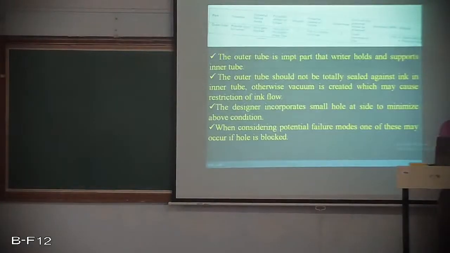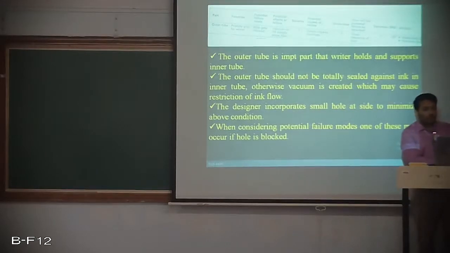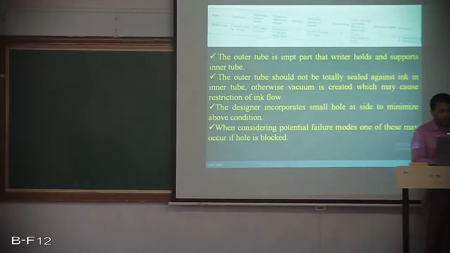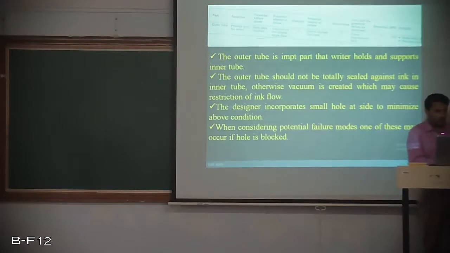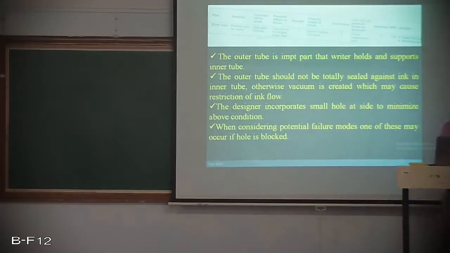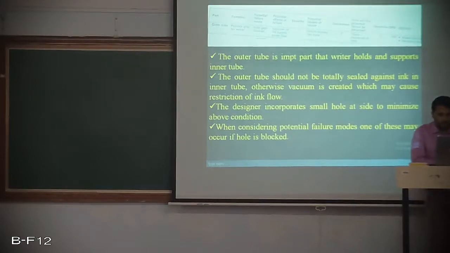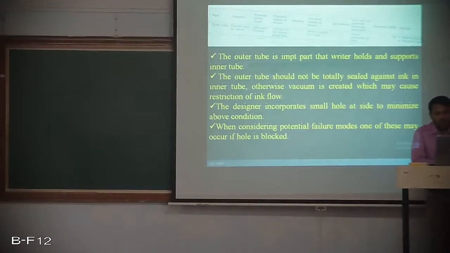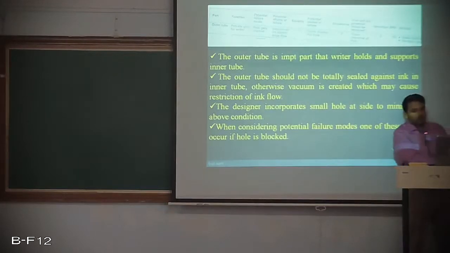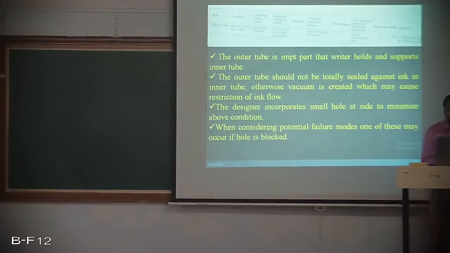Similarly, we can have a look at the last part also. It is the outer tube. The function of the outer tube is to provide grip for the writer. Hole gets blocked, that is the potential failure mode. Severity is 7. Debris sinks through hole, occurrence is 3. How will the potential failure be detected? Check clearance on the hole, detection is 5, RPN 105. Make hole and then remove cap are the actions.